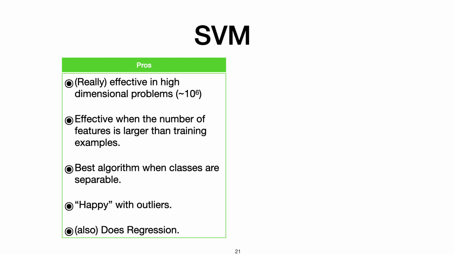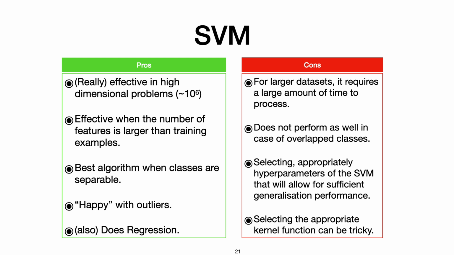Now, on the other side of the coin, you have the support vector machine for larger data sets. It requires a large amount of time to calculate and process, especially because you'll end up having many support vectors and many violations. So the optimization problem becomes more exhaustive. And it does not perform as well in cases of overlapped classes, because again, that adds a burden to the optimization problem with the soft margin.